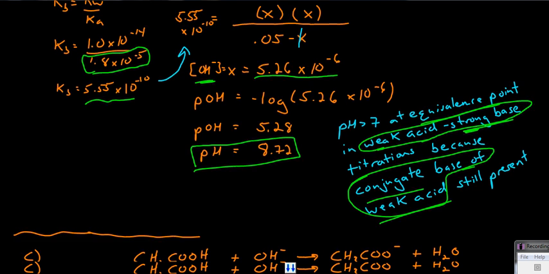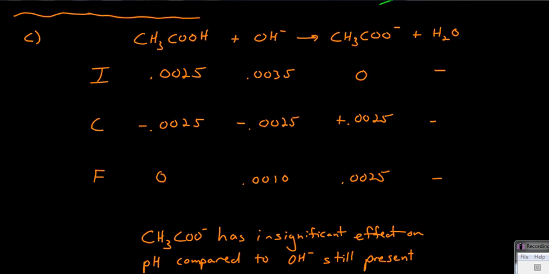Continuing on. Now what if we had added so much hydroxide that we passed the equivalence point? Now, adding hydroxide, adding the strong base, you want to use the ICF table, use moles of all these things. Now here, in this case, your limiting reagent is the acetic acid. And so it's going to be all consumed, and you're going to be left with hydroxide left over and some acetate as well.